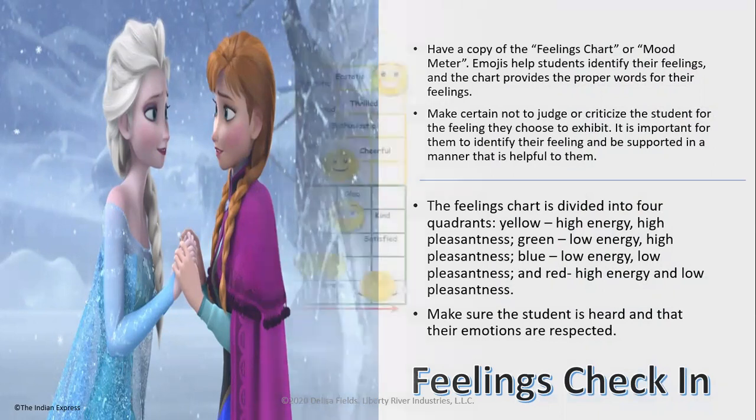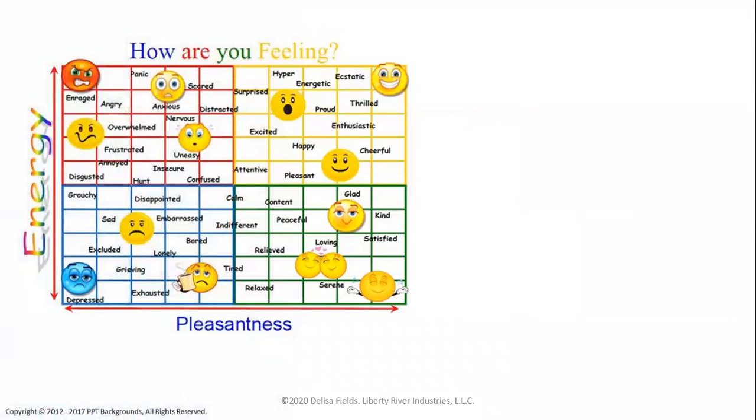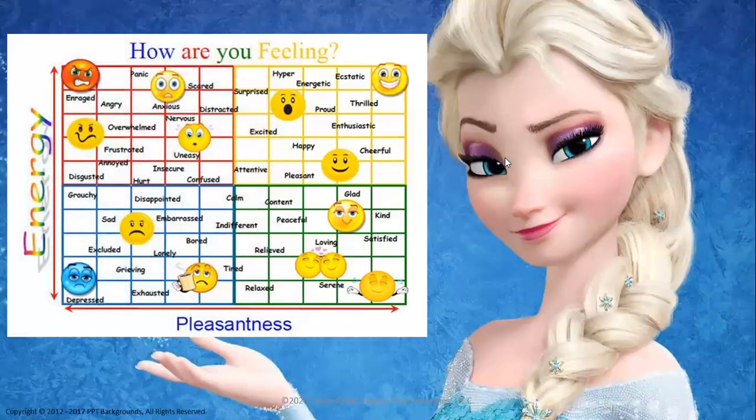You're going to find that the feelings chart is divided into 4 quadrants. It's based upon energy and pleasantness levels. I'm going to begin here in the green. The green is going to represent low energy, low pleasantness, and you have those emojis there: just satisfied, I'm at peace, I'm kind, loving, relieved. And then you'll find, I'm going to move up, high energy, high pleasantness, and this is a student or person who is ecstatic.